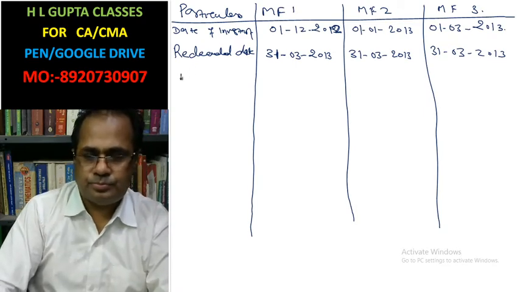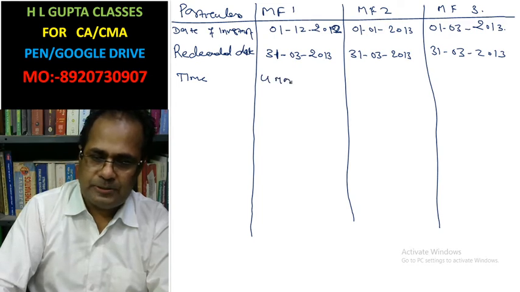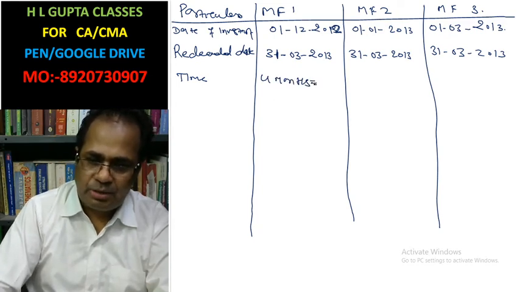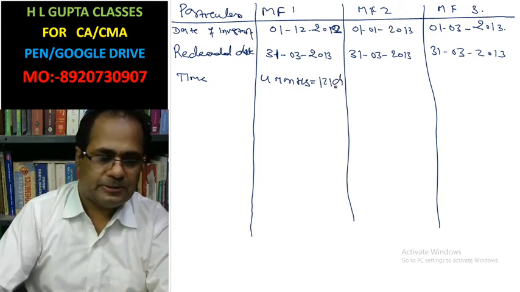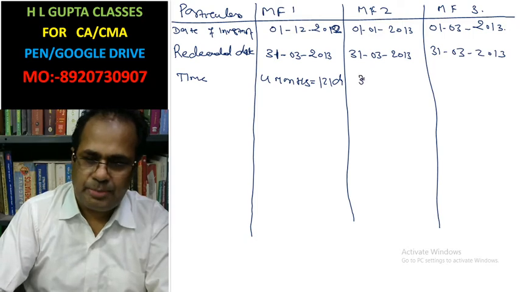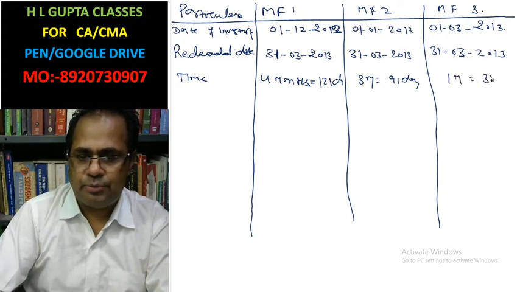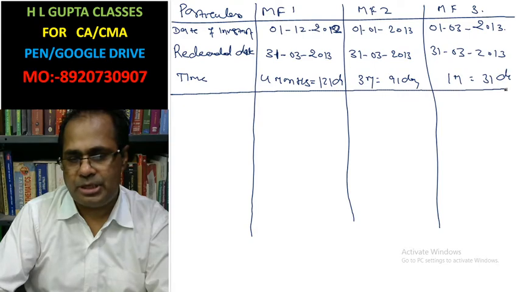Time, that is 4 months. In days, if you have to calculate, this is 121 days. This is 3 months, 91 days. This is 1 month, 31 days. This information is given.